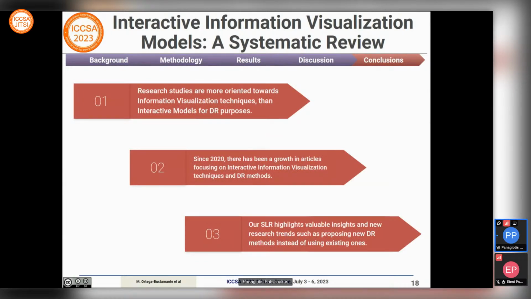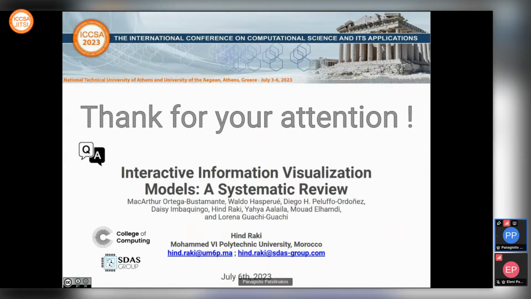Some key conclusions, a message to take home. So the research studies are more oriented towards information visualization techniques than interactive models for DR purposes. Since 2020, there has been a growth in articles focusing on interactive information visualization techniques and DR methods. Our systematic literature review highlights valuable insights and new research trends, such as proposing new DR methods instead of using existing ones. Thank you for your attention.